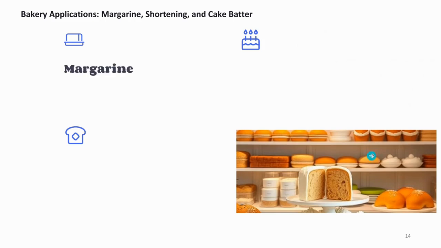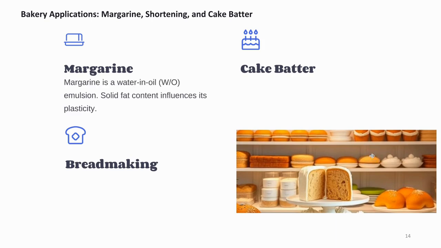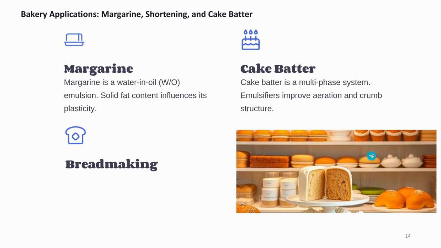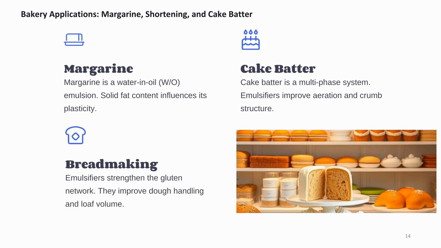In the bakery industries, margarine, cake batter, and bread making can be seen as examples of emulsification. Margarine is a water in oil emulsion. Solid fat content influences its plasticity. Cake batter is an oil in water emulsion, a multi-phase system. It is used for improving the crumb structure, retaining moisture, and mainly extending the shelf life, and it also aids in flavor and aroma retention.